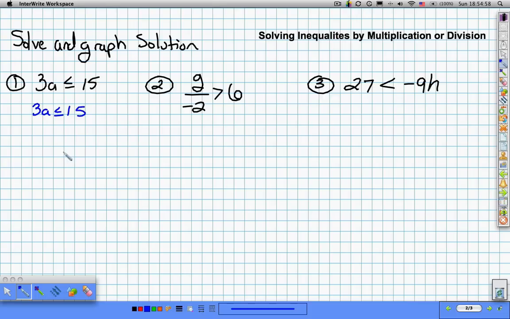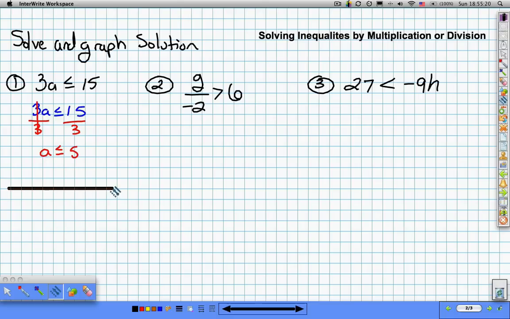Okay, so in our first problem, we have 3a is less than or equal to 15. If we think of this problem as an equation, we can use the same operations that we normally would. So in this example, we would divide by 3. 3 divided by 3 is 1, and 15 divided by 3 is 5. Now, I do not flip the sign because I divided by a positive number. So this says a is less than or equal to 5.